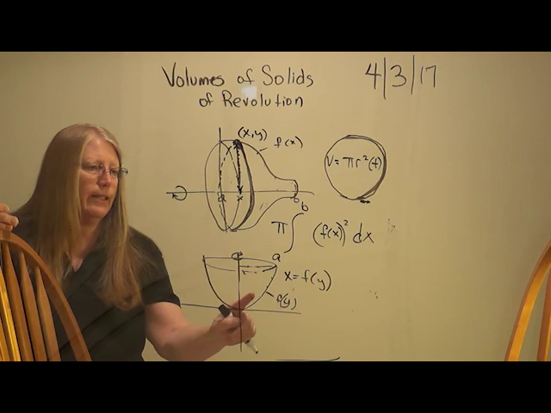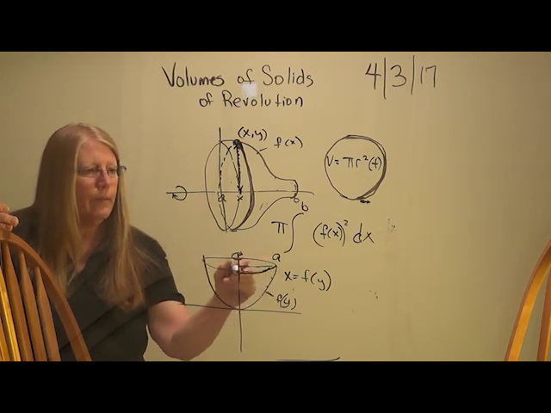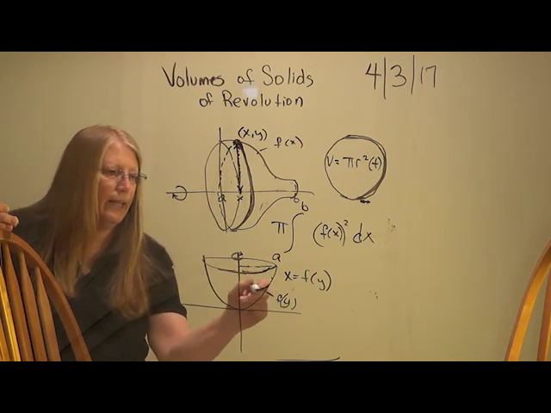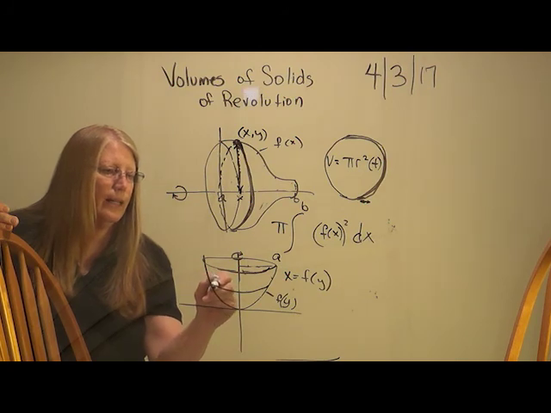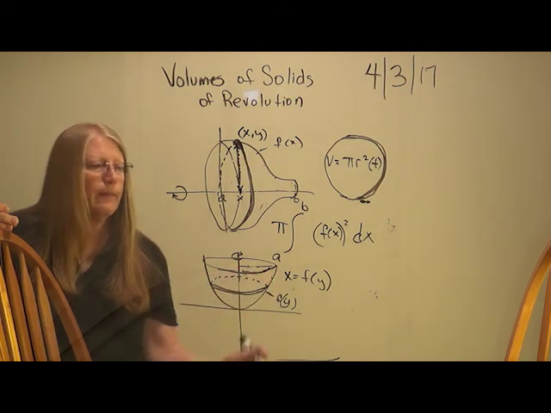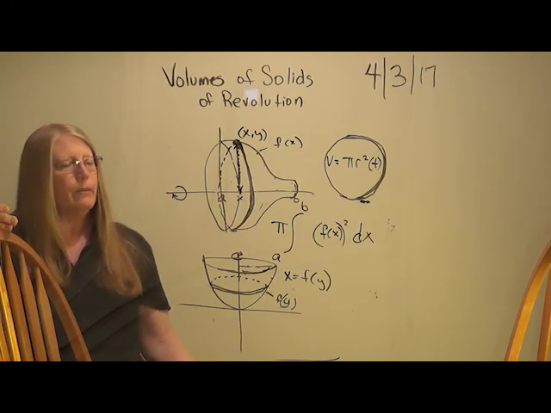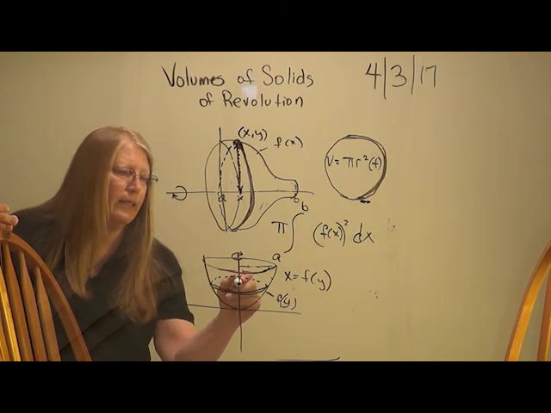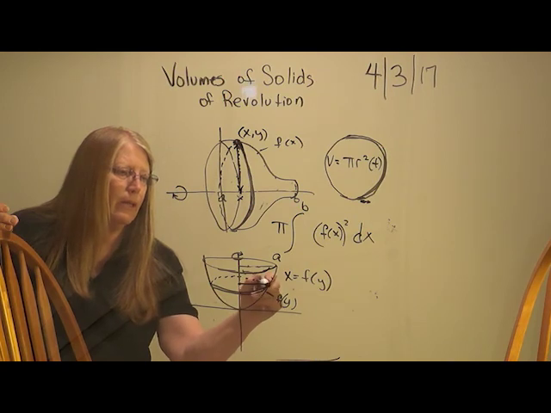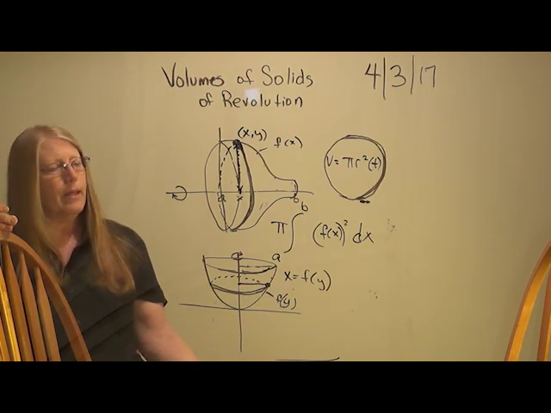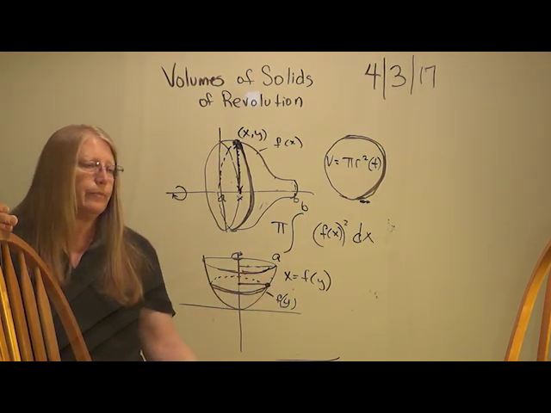Well, let me remove this again. So I'm going to take a slice this time, and the slice is like a penny. It is still circular. So when I pull it out, it's going to be circular, and the radius this time is going to be still on the function, but it's going to go this way.